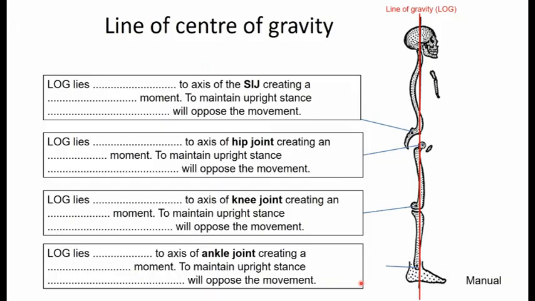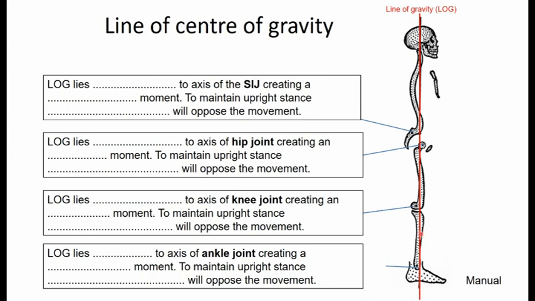So here is another diagram showing the line of gravity in relation to the axes of the major joints of the lower limb. So there's the axis of the sacroiliac joint, the hip joint, the knee joint, and the ankle joint. And we can see that it's lying anterior to the sacroiliac joint, posterior to the hip, anterior to the knee, and anterior to the ankle joints. If we now look at the ankle joint and the effect that it has on the ankle joint.